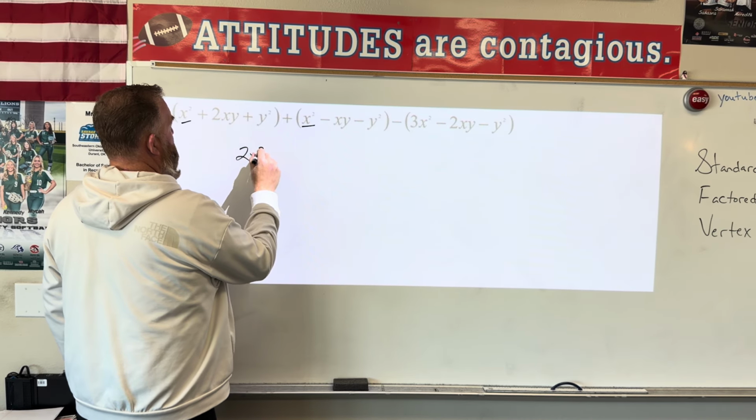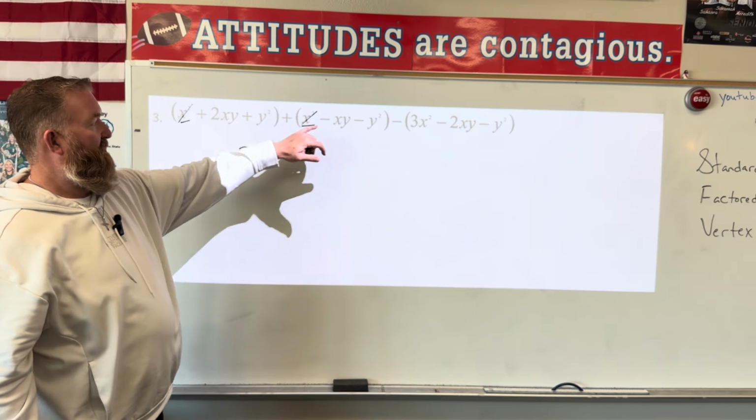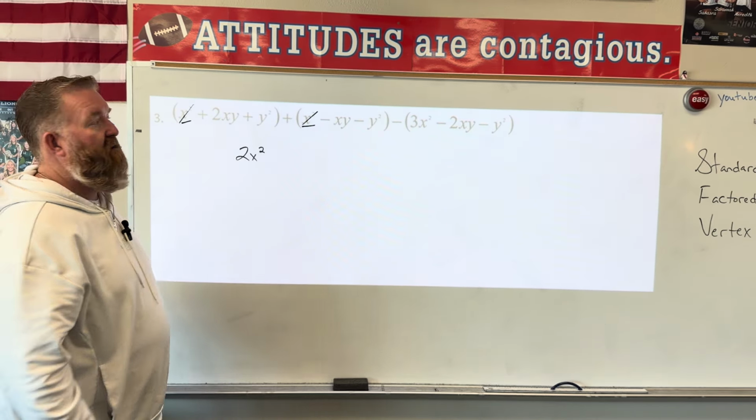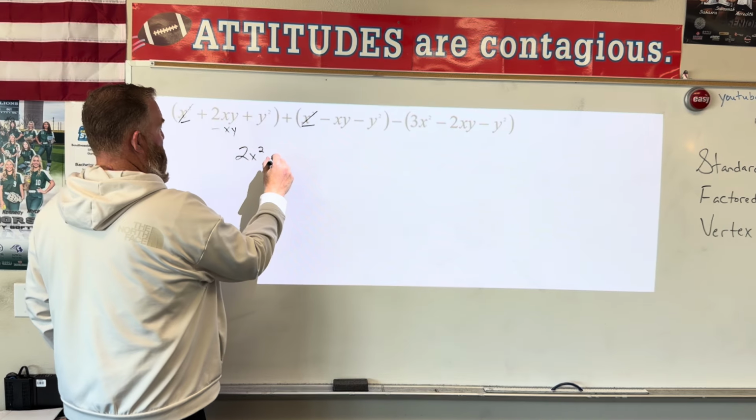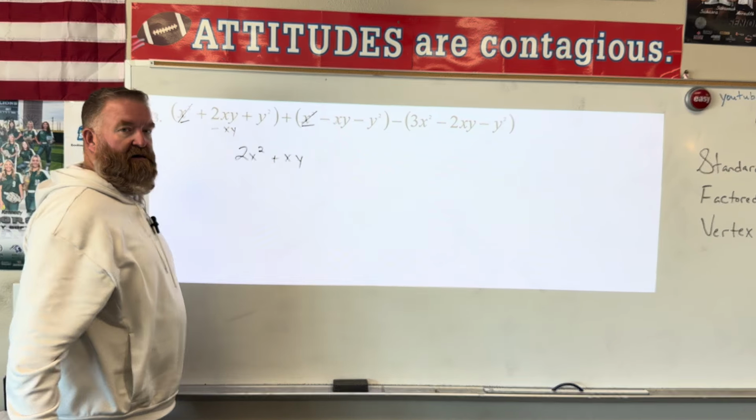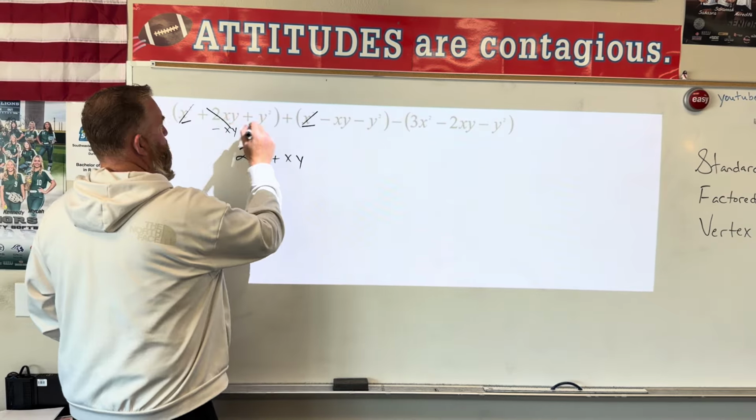2x squared, yes? Done, done. What's next? I have an xy, and I've got a negative xy, right? So what is 2xy minus xy? Just positive xy. It's positive 1xy. Yes? Make sure it's in pause. Yep, we're good. All right, so those are done.